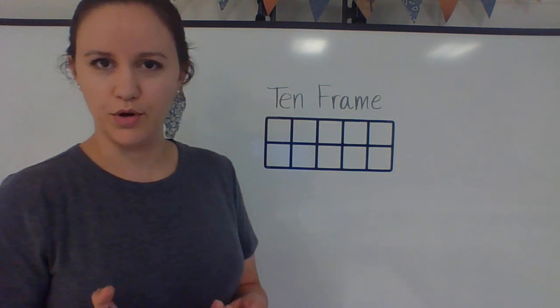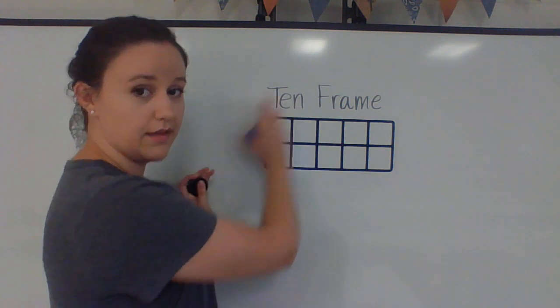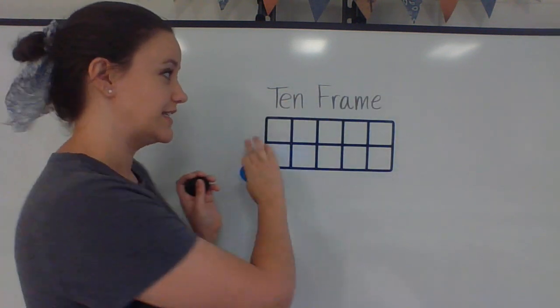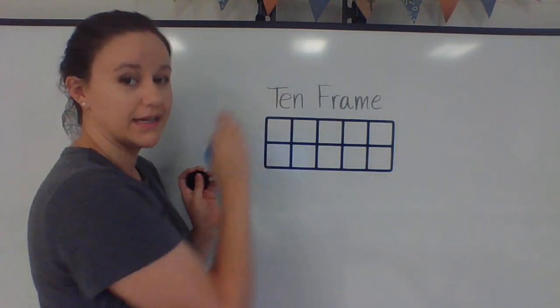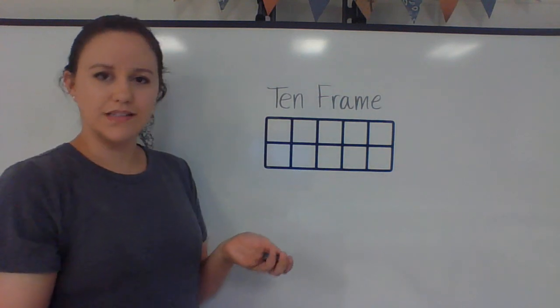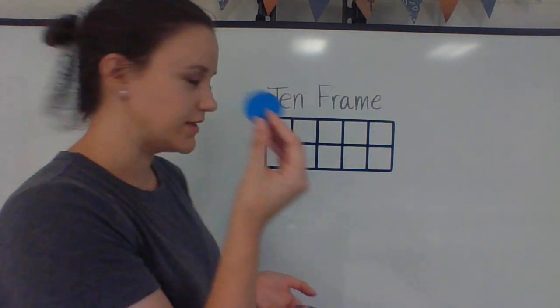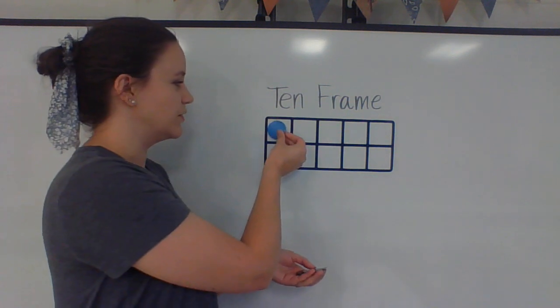Think about it just like a book. When you read a book, if this was a book, I would read it left to right. And then if I get to the end of the line on a page, I have to go back to the left at the bottom and go. So that's how you count on a 10 frame. So I have my little dots, and you can count along with me. So we're going to fill them in.